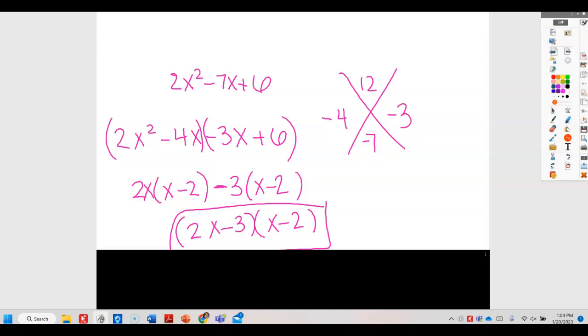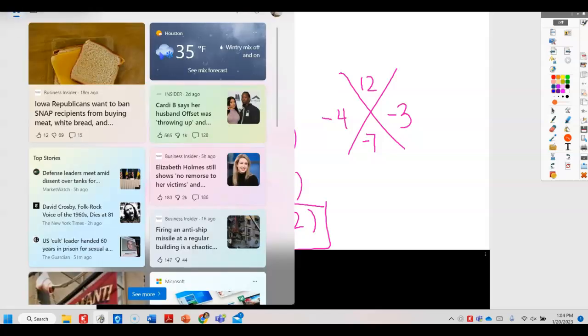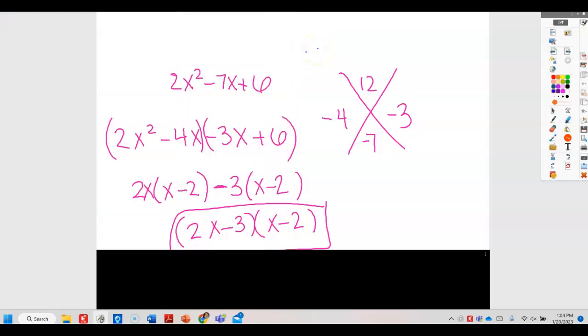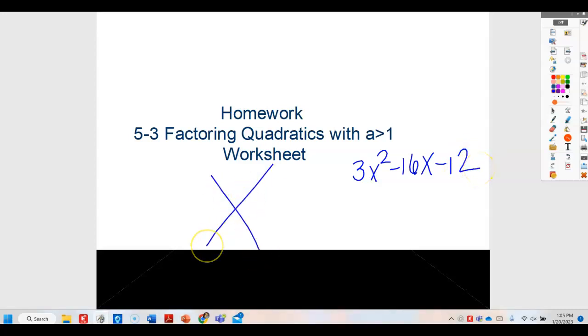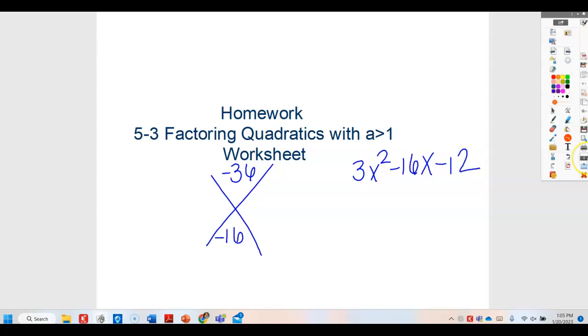Alright, so for the last one, we have 3x squared minus 16x minus 12. So your magic X is 3 and negative 12, which is negative 36. Your bottom number is negative 16. So in this case, since top is negative and bottom is negative, you need one negative and one positive. So negative 18 and positive 2 will do your trick.